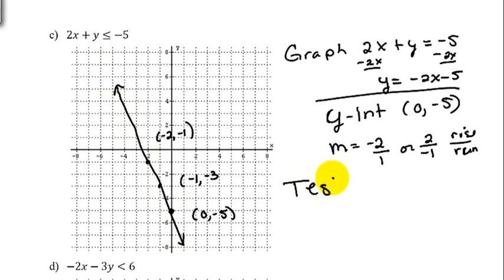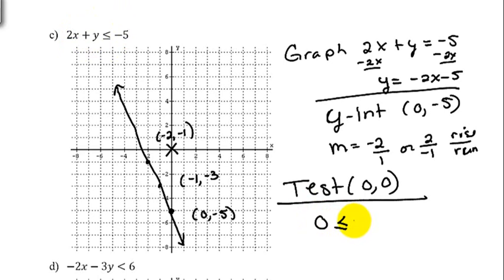And then we need to test a point. If 0, 0 is not on the graph, I almost always will test that one because it's the easiest one to test. And so we test it back up in our original inequality. If we plug 0 into x, this term will be 0. If we plug 0 into y, that'll be 0. So we'll just have 0 on the left-hand side. So is 0 less than or equal to negative 5? And the answer is no. 0 is greater than negative 5, so this was false.